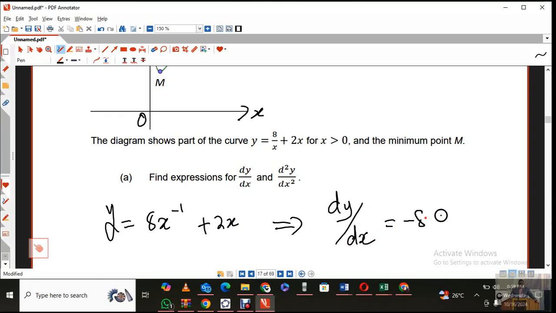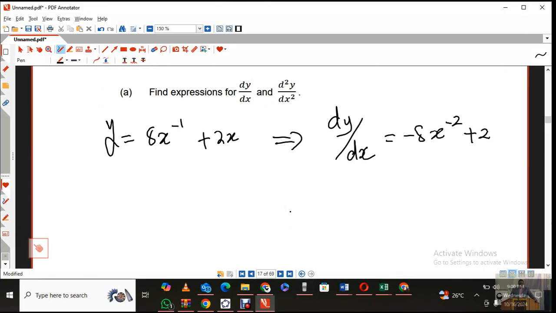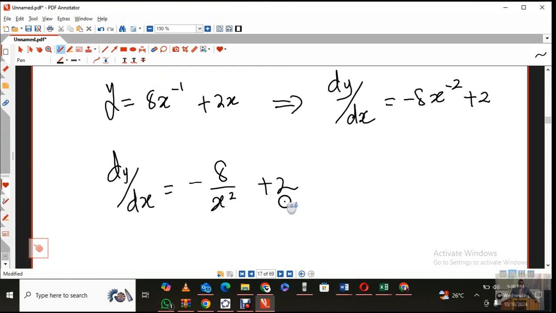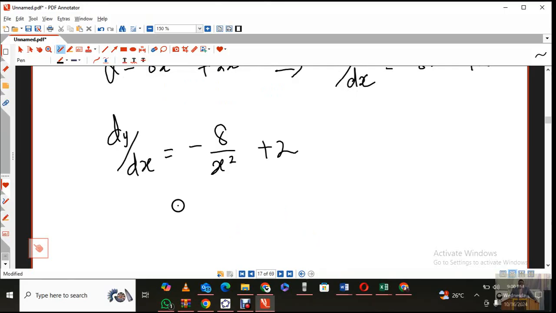So negative 8x to the negative 2, reducing the power by 1, plus 2. Let's clean it up and write it nicely. dy/dx is minus 8 over x squared plus 2. Clear. Now the second derivative, so I'm going to differentiate that again.